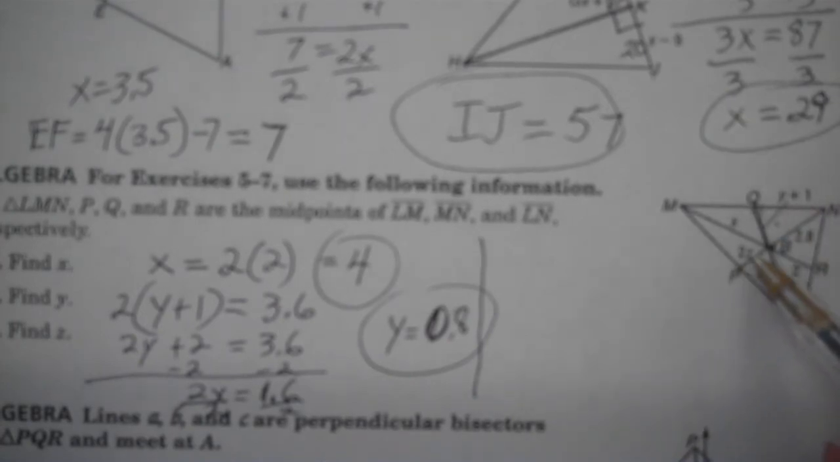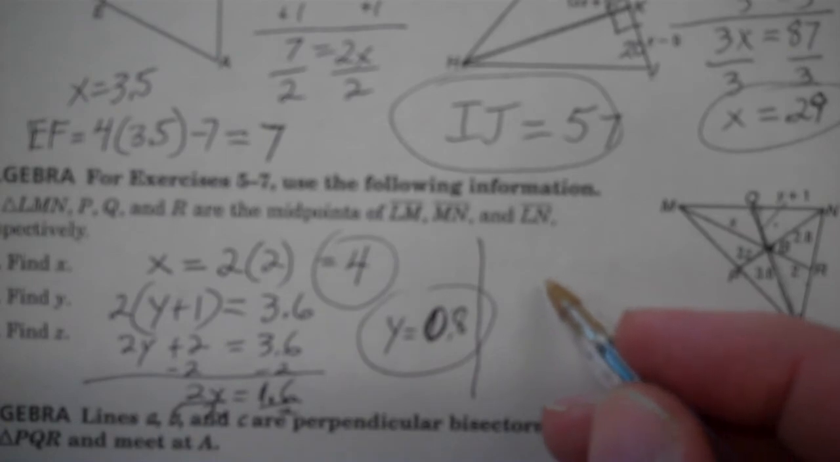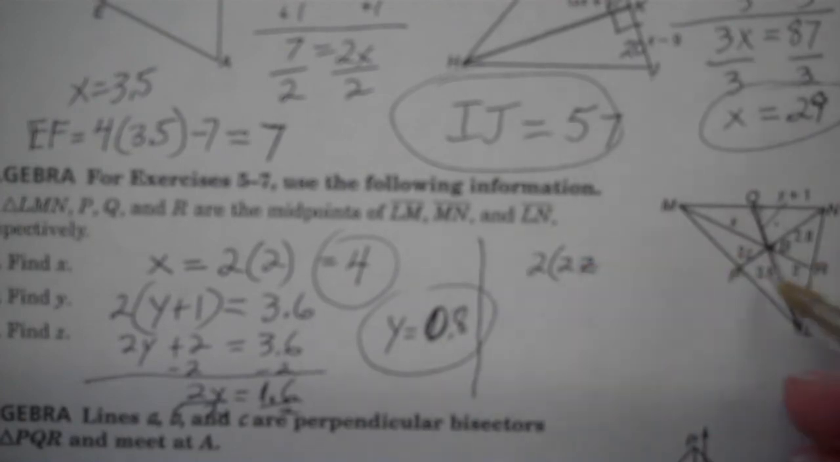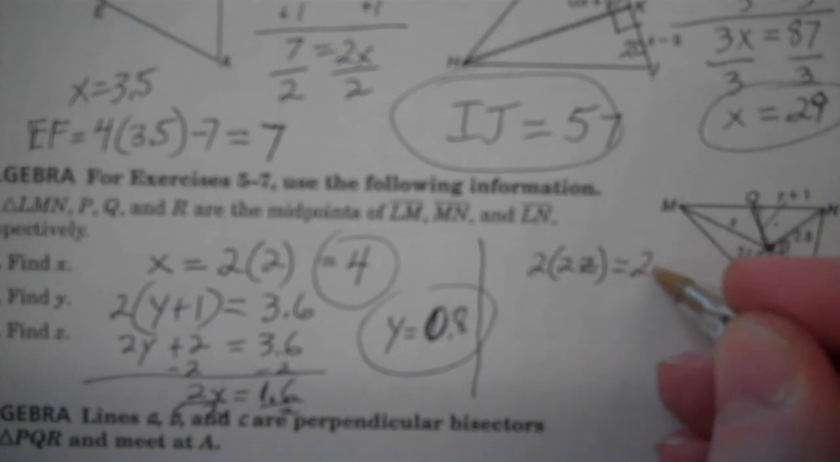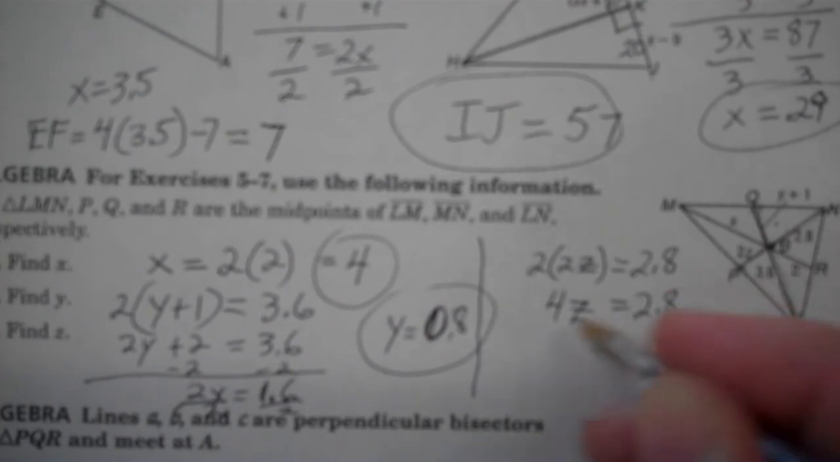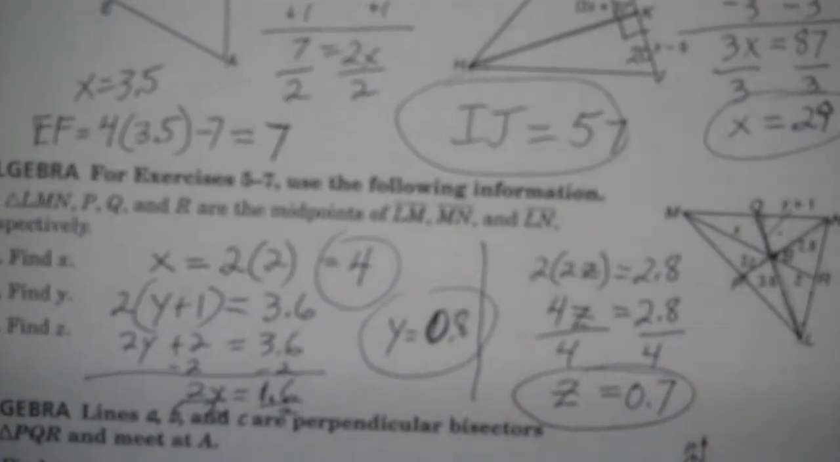From the midpoint to the centroid is half the distance of the centroid to the vertex. So for Z, I'll double the 2Z, and that will equal BN, 2.8. 2 times 2Z is 4Z equals 2.8. I divide by 4, and I have Z equals 0.7. So I have all 3 parts there.